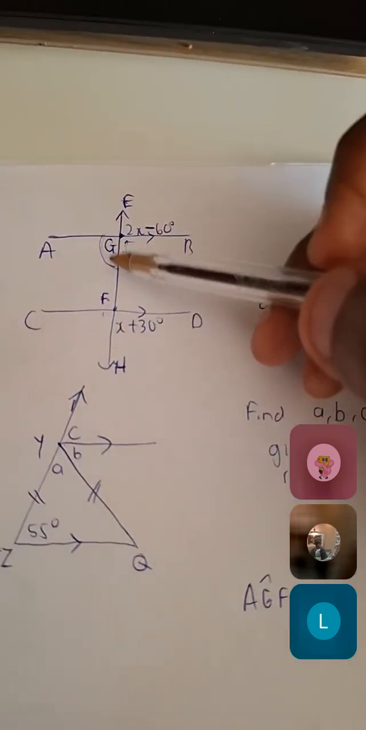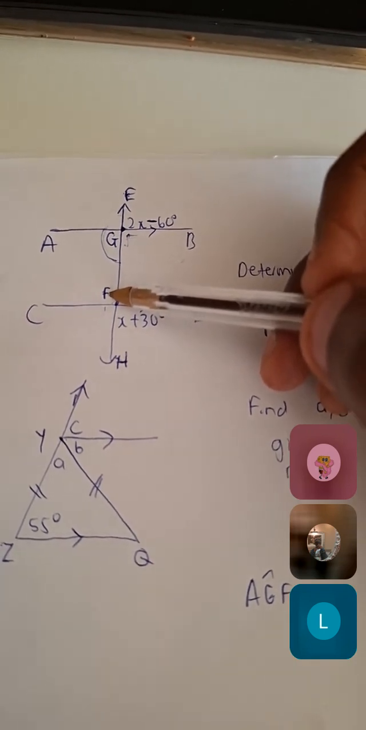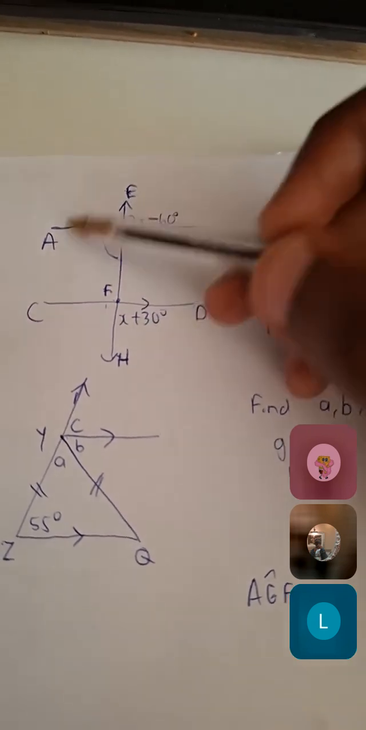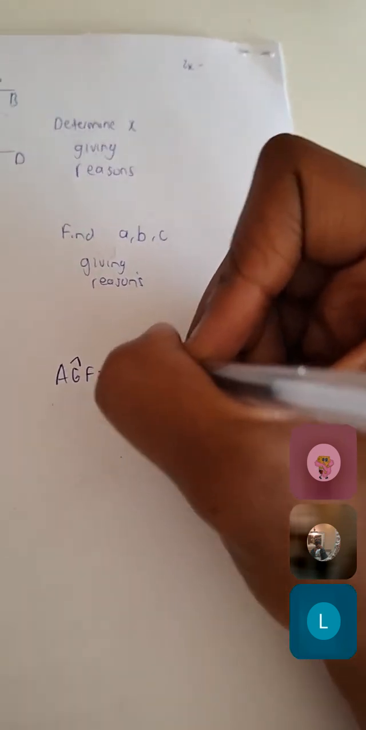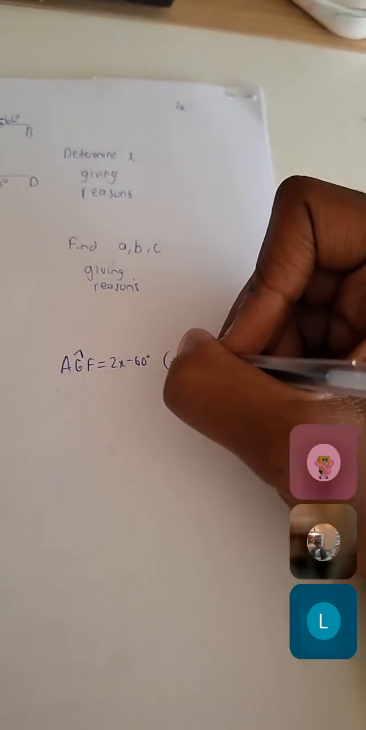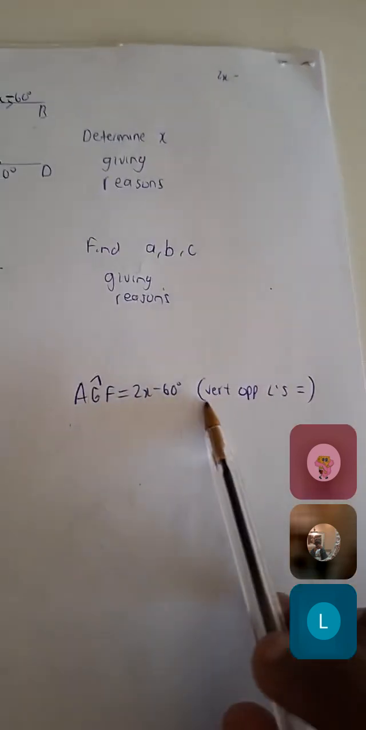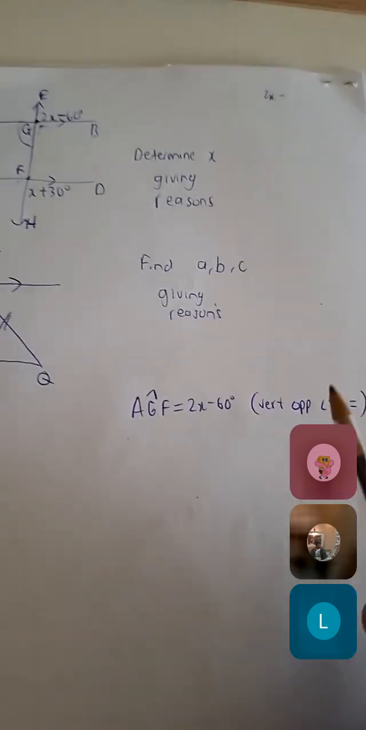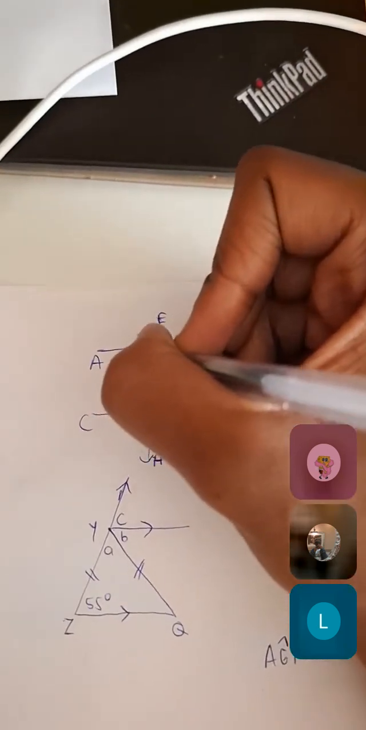You can definitely say AGF. Or you could say, if you want to, FGA. Exactly. Yeah, you can say FGA, right? The middle letter denotes the angle. So you can say AGF is equal to 2x minus 60 degrees. Okay. Then your reason is what? Vertical opposite angles. Vertical opposite angles are equal. All right. Okay. Then I said, can we see the diagram? Sure. So I update my diagram: 2x minus 60 degrees.